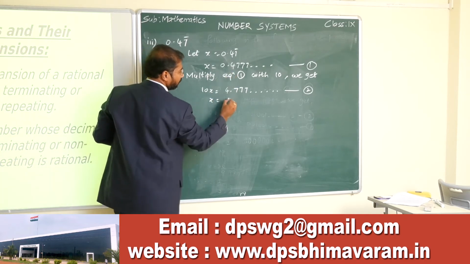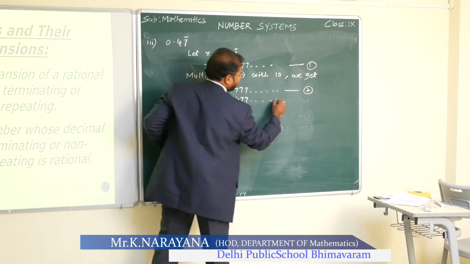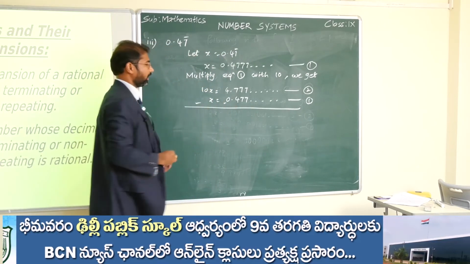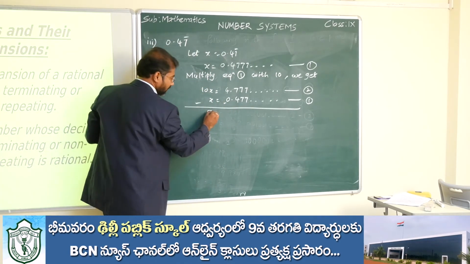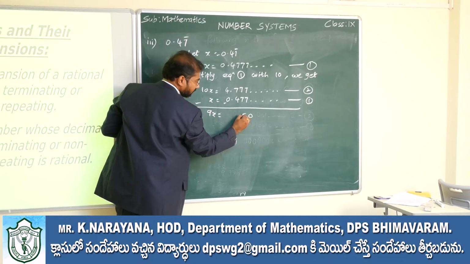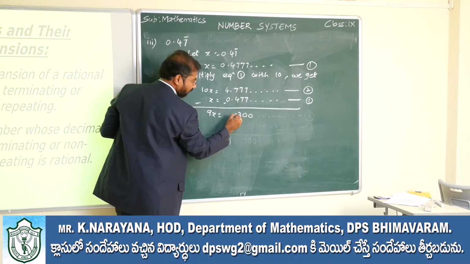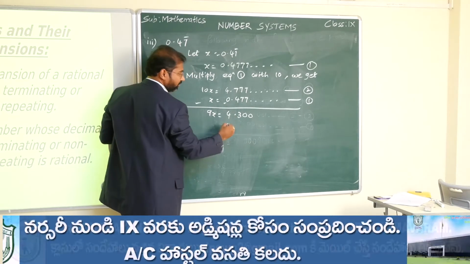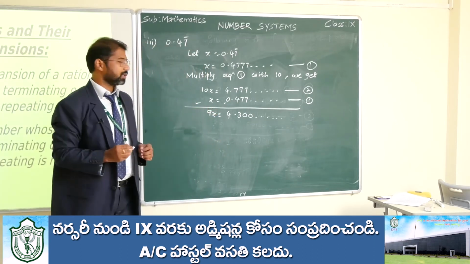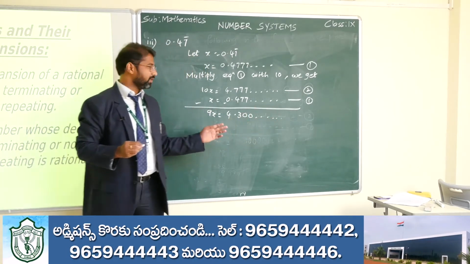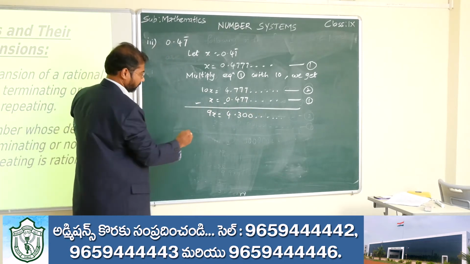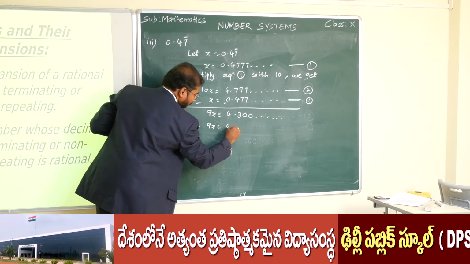x is equal to 0.477 dot dot dot, this is equation 2. Now subtract: 10x minus x is 9x, and here 7 minus 7 is 0, 7 minus 7 is 0, 7 minus 4 is 3, decimal point, 4 minus 0 is 4, and again you can see 7 minus 7 is 0, so you will get 4.300 dot dot dot, which is the same as 4.3. Therefore 9x is equal to 4.3.